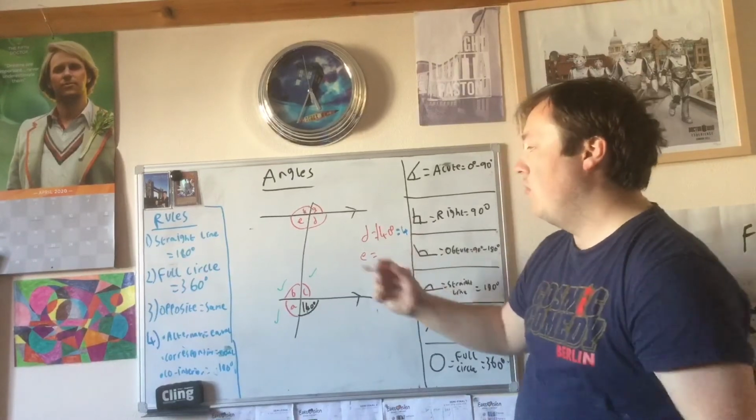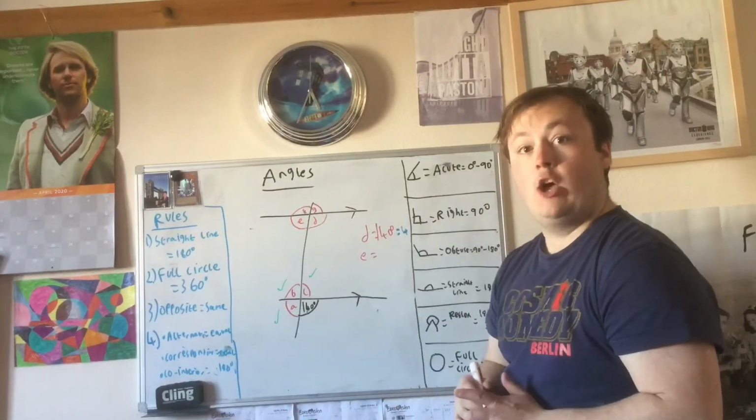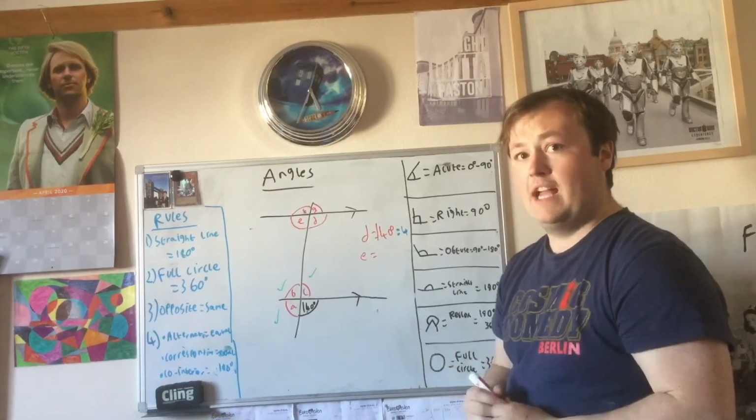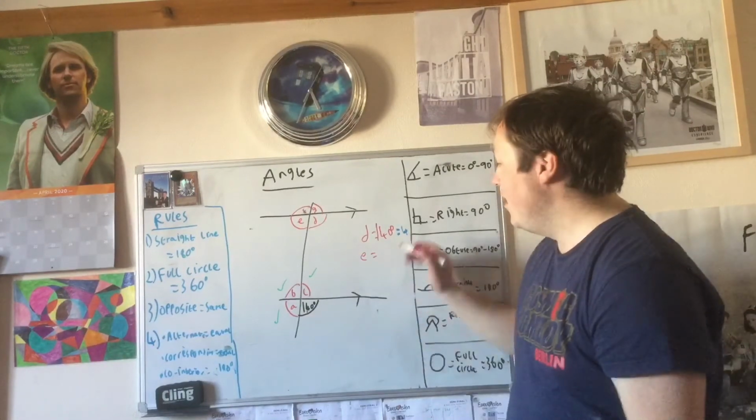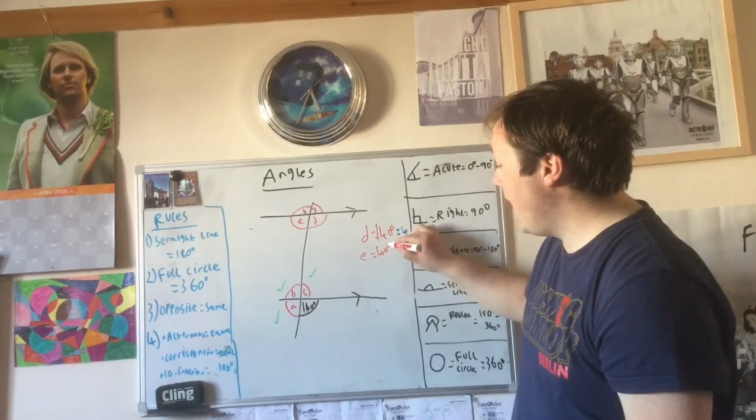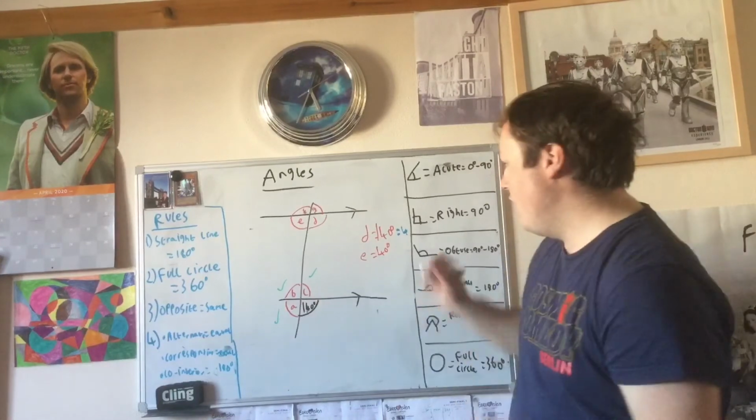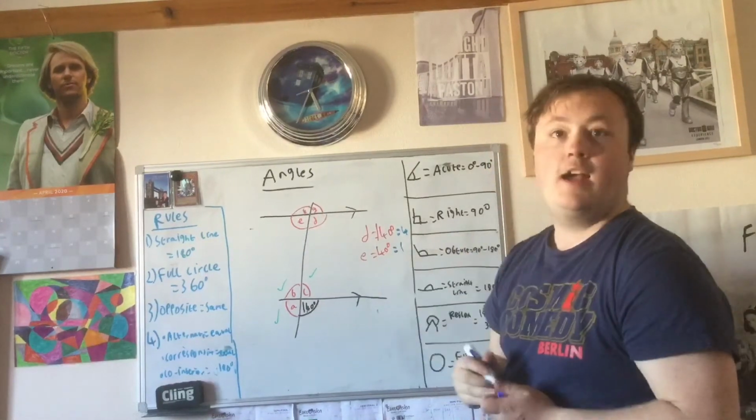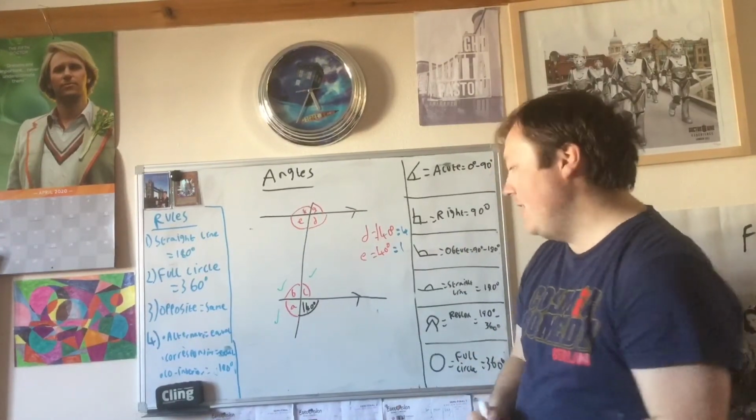So what will E be? Well, what we do is we have angles in a straight line, so what do we add to 140 to get to 180? We do 40 again. And what's the reason? Reason number 1. Angles in a straight line make 180.